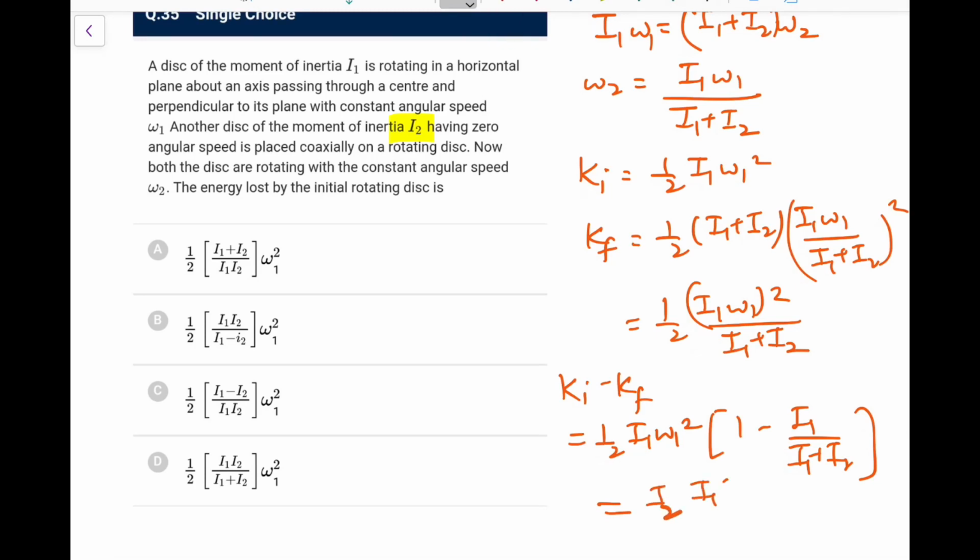Let me write it more clearly. It would be half, it will be I2 there, so I have I1 I2 omega 1 square upon I1 plus I2. So what we have now, as per the available options, this option is where it is here, option D.